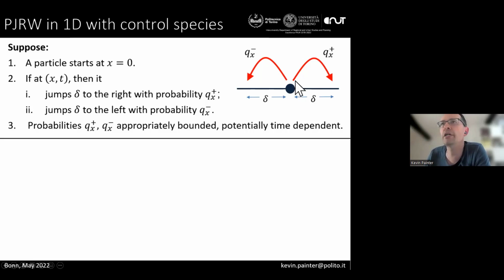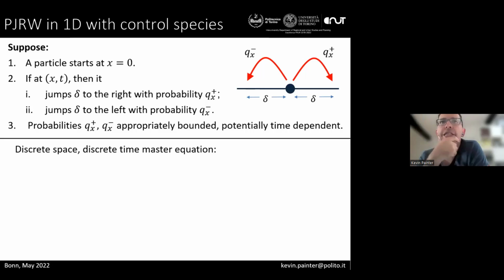Now we're going to assume that it jumps to the right with probability q plus x and to the left with probability q minus x. And of course, these probabilities would need to be appropriately bounded because we are dealing with probabilities there. I'm going to ignore that issue in what follows. We're just going to assume that they're appropriately bounded. But we're now going to assume that these are potentially time dependent.